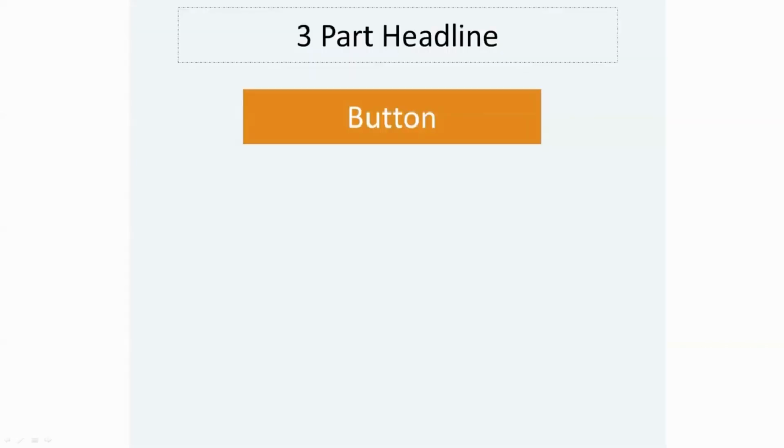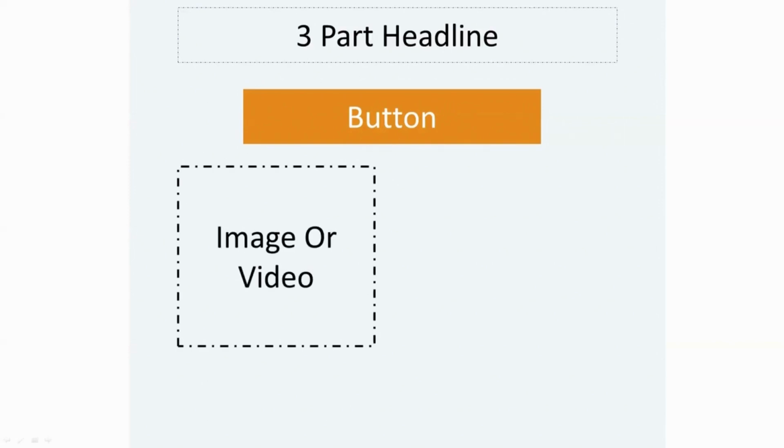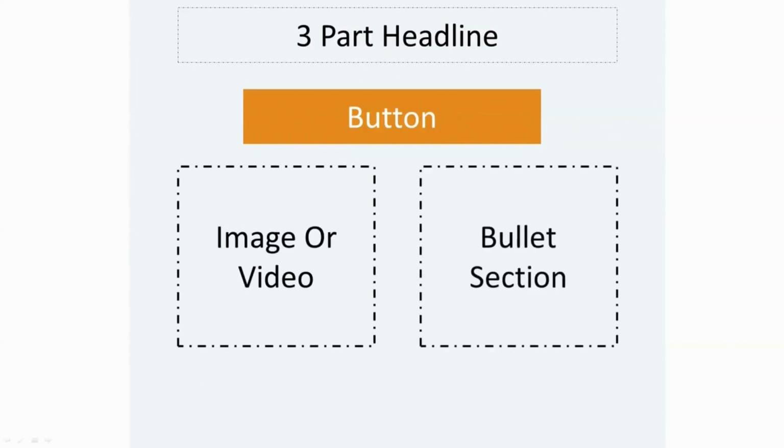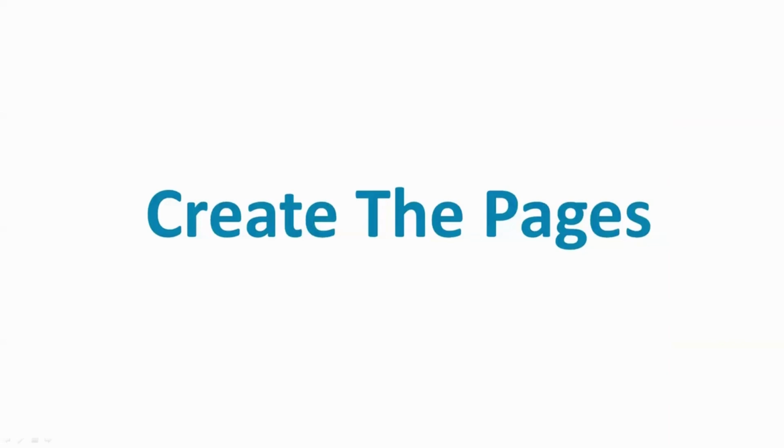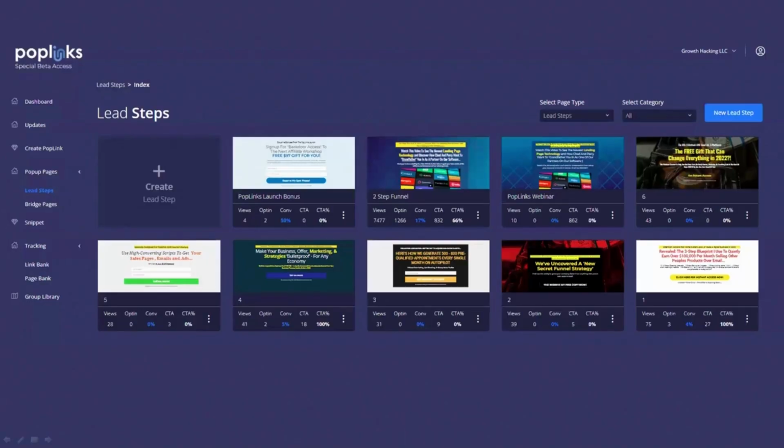Okay. So here's the formula. There it is right there, guys. Take a screenshot of this. 3-part headline, button, image or video, bullets, and then a button. And that's it. And in the past, what do we have to do? We had to go out there and we had to use funnel builders to create these simple pages. And that's why I went and created this system right here. Those exact pages. What if I told you you could create those pages? Those are the lead steps. Both steps where you have a sign up page and you have a confirmation page, and you're gonna be able to do it in about 2 minutes.